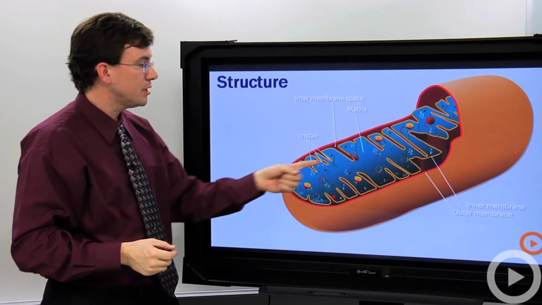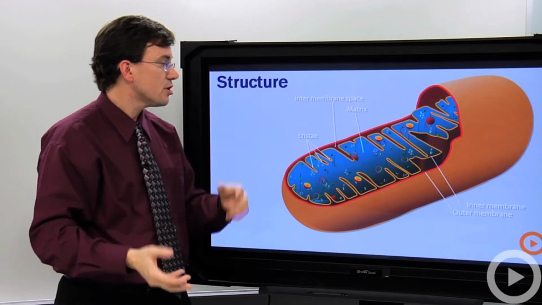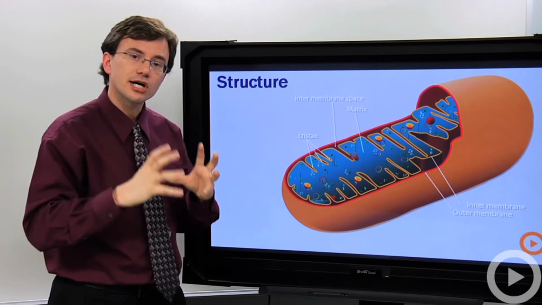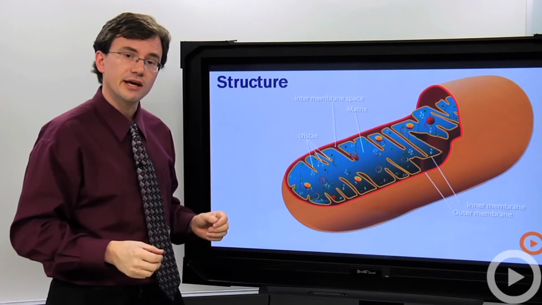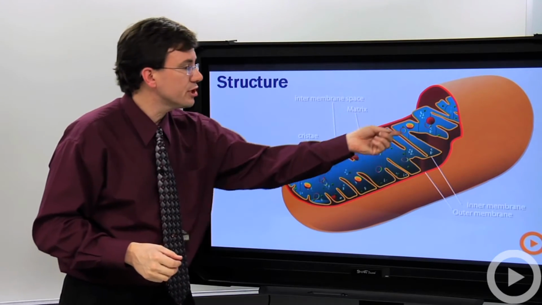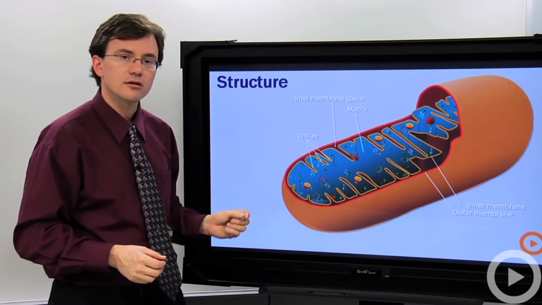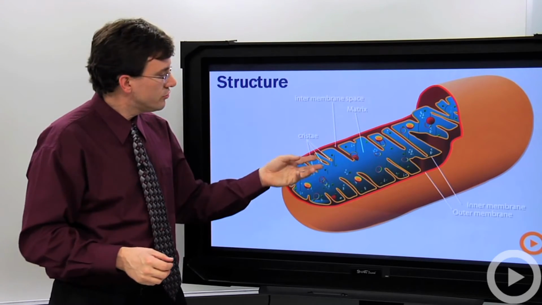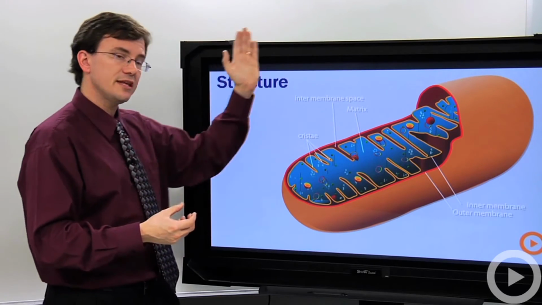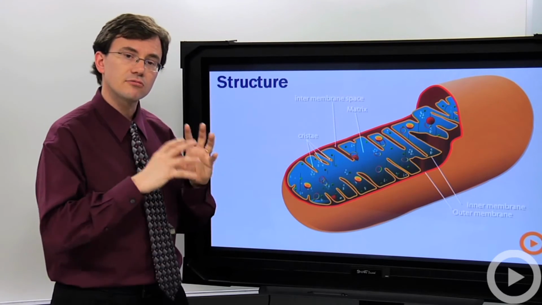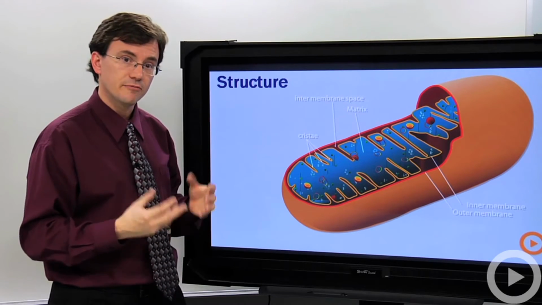Not only that, but if you take a look, these little red circles, those are some of the mitochondrial DNA, which is circular, just like the circular DNA of bacteria. And in fact, floating around in this liquid here, which is called the matrix, you find these little ribosomes, which are different from the ribosomes of the outer cell. They're just like the ribosomes, though, of bacteria, of prokaryotes.